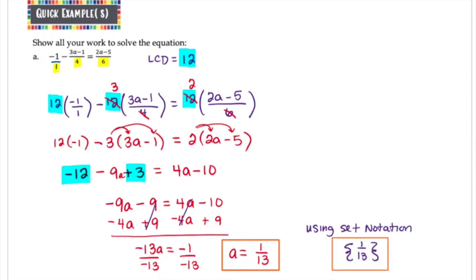All right, so as I distributed, combined my like terms, solved for A, I got A to equal 1/13 as my final answer. Now pay attention to the notation that they want. If we want set notation, your answer would be the curly brace, 1/13, curly brace, right? So pay attention to that.